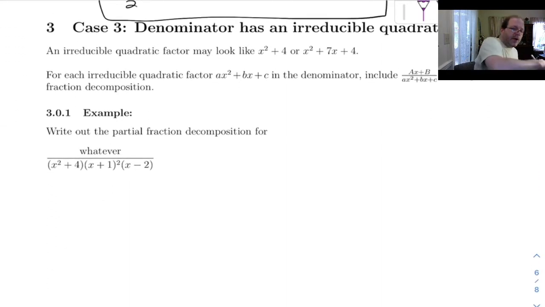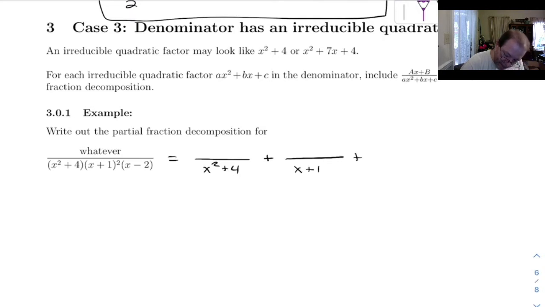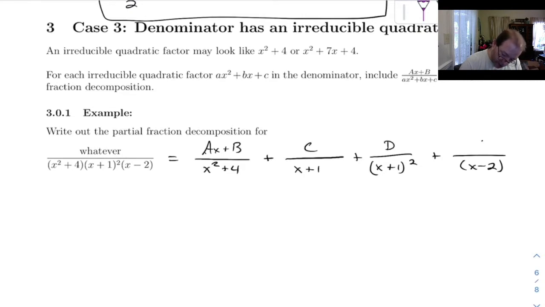So let's look at this thing. Write out the partial fraction decomposition for this. All right, for this thing, we've got x squared plus 4, that's an irreducible quadratic. Then x plus 1 squared, we have to do that to the first and second power. Then x minus 2. So we get those for our denominators. In our numerators, this one's going to be ax plus b. This one is c, d, e.